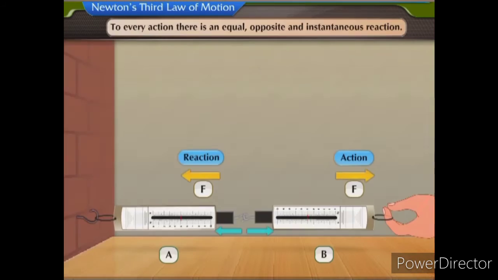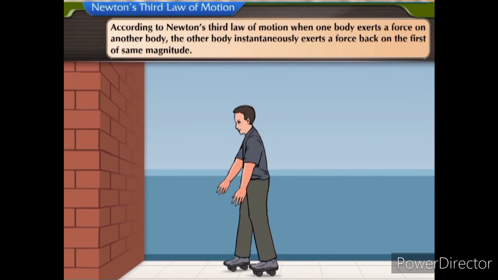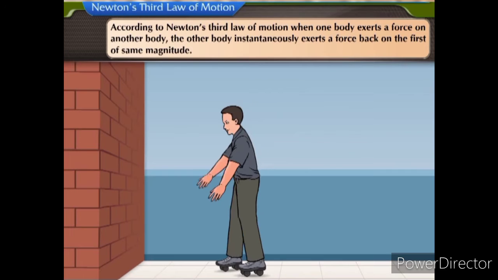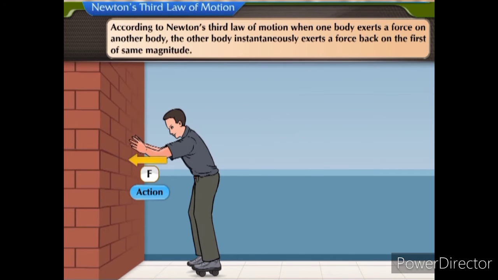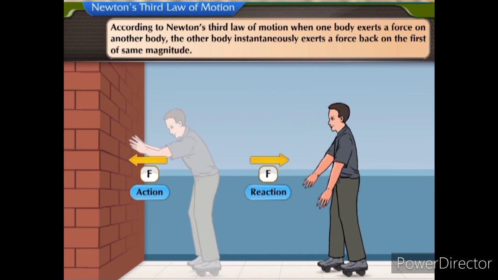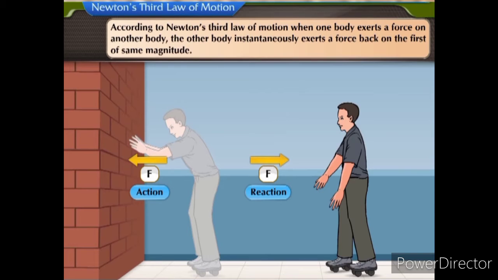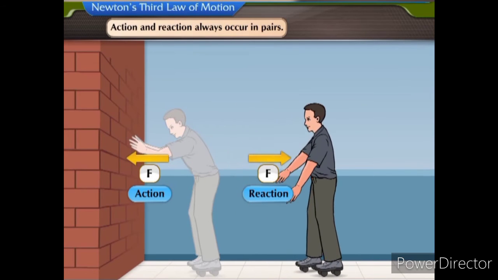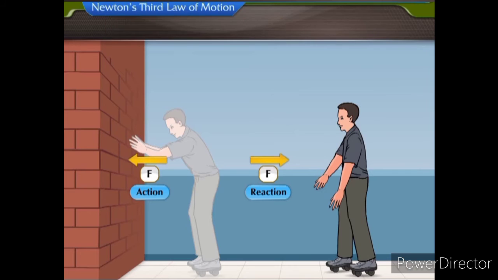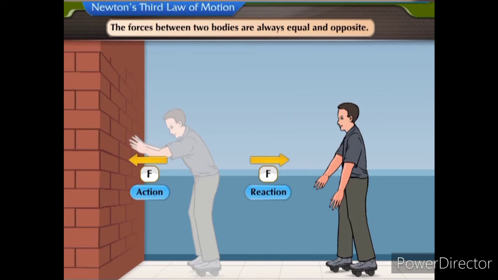Newton's third law of motion states that to every action there is an equal, opposite, and instantaneous reaction. According to Newton's third law of motion, when one body exerts a force on another body, the other body instantaneously exerts a force back on the first of the same magnitude. These forces always occur in pairs. It is the mutual interaction between two bodies. The forces between two bodies are always equal and opposite.